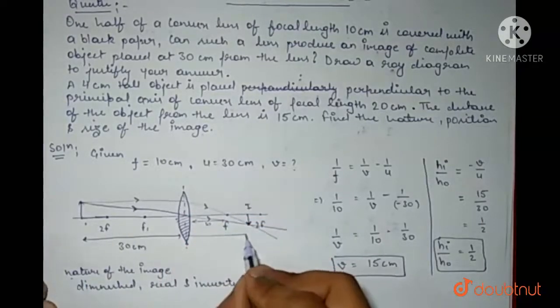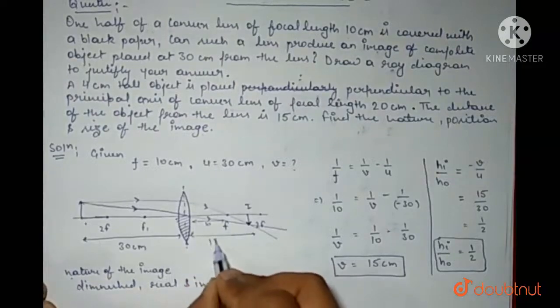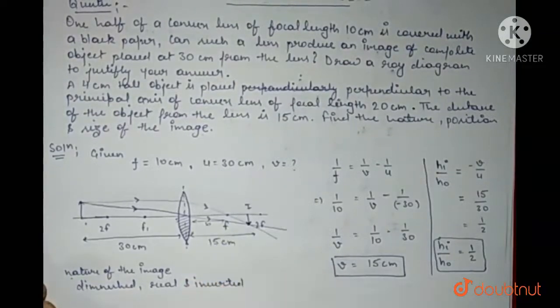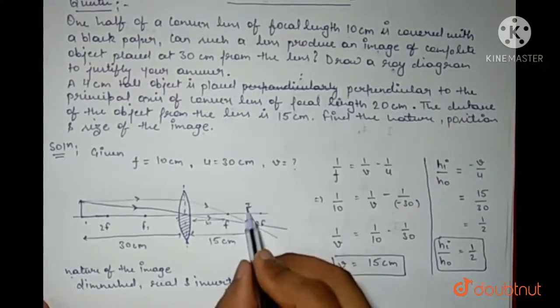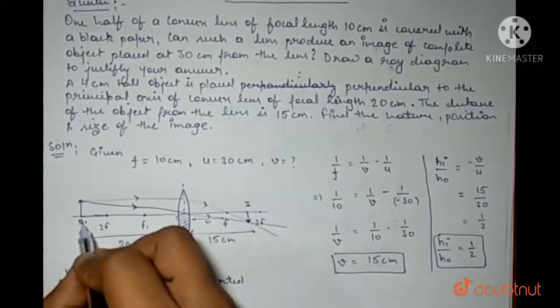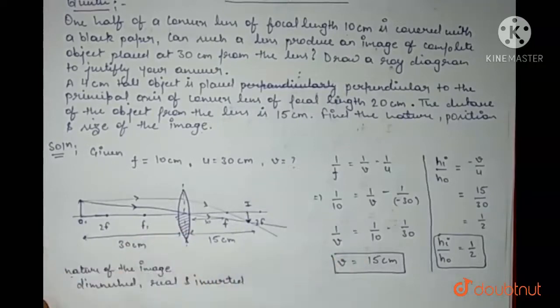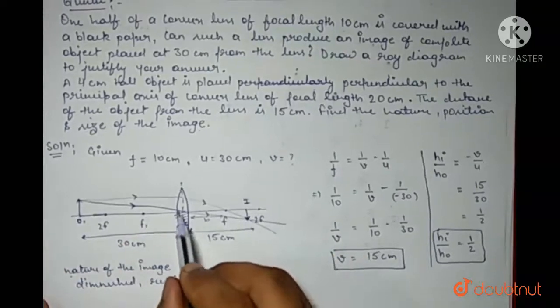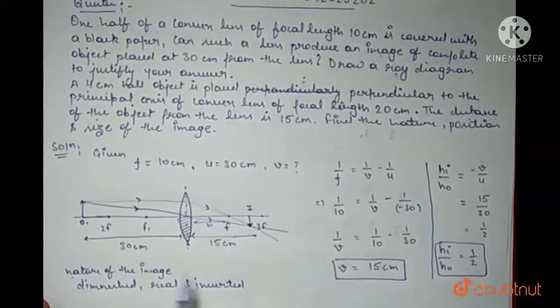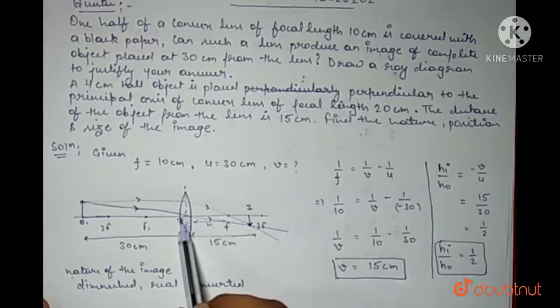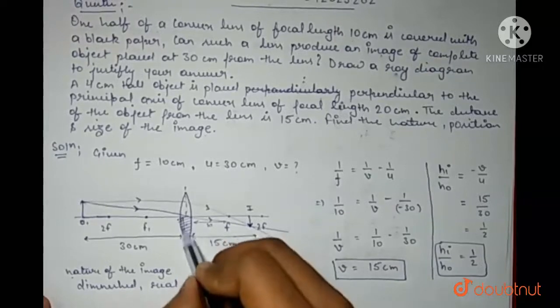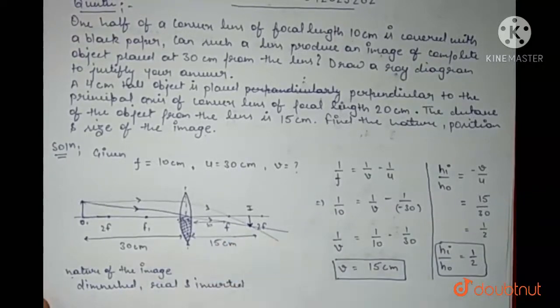So the image formed is 15 centimeter from the lens, but the intensity of that image formed is less than the intensity of that object, because only the half portion of the lens is allowing the light to pass through. This lower part of that lens is not allowing the light to pass through. That's why the intensity of the image formed will be less than the intensity of that object.